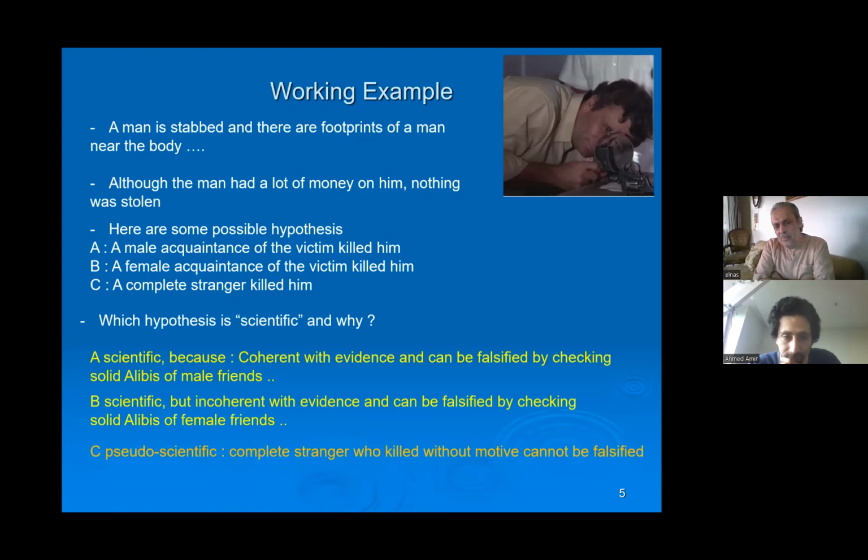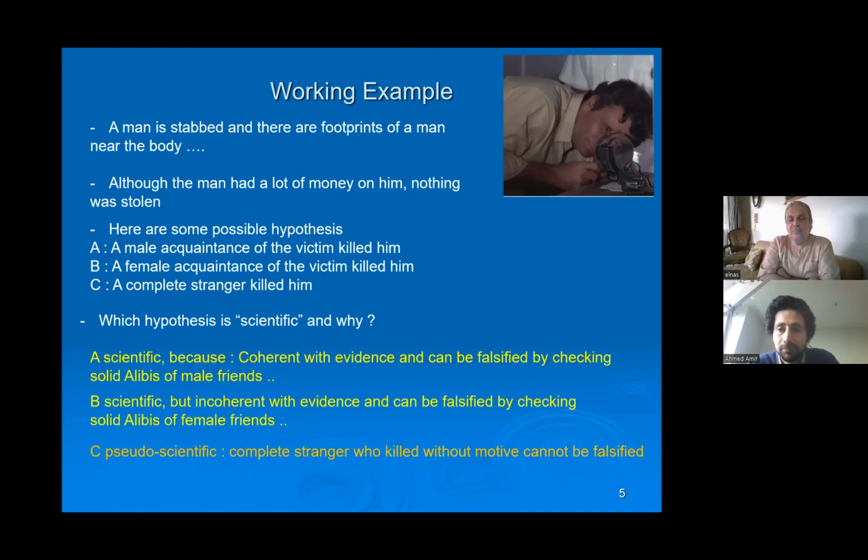Why? Because a complete stranger who killed without motive cannot be falsified. You cannot falsify this claim. If someone came to Colombo and told him, "What about a complete stranger killing him?" He would laugh at him, because if this happens, this will be the perfect crime.